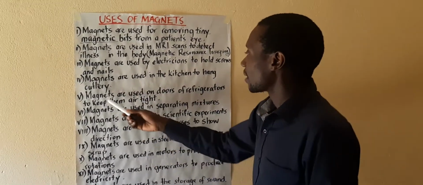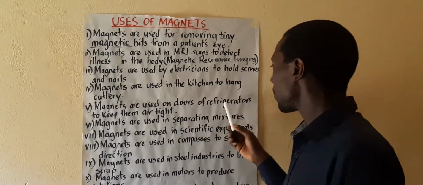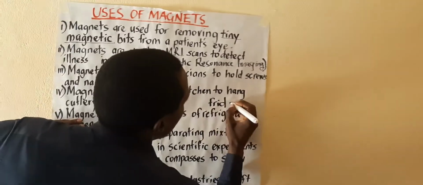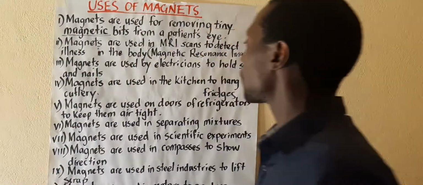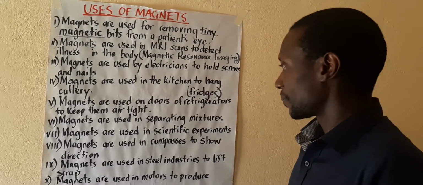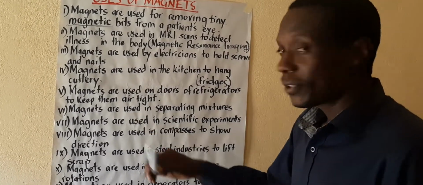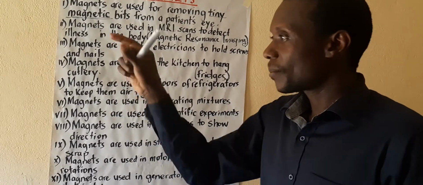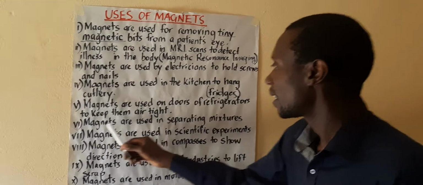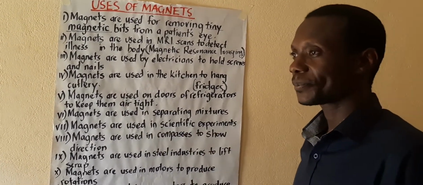Then, importance number 5, magnets are used on doors of refrigerators. Some people prefer to say fridges. They are used on doors of fridges to keep them airtight. You can go and test that on your refrigerator. Along the edges of the door, there is some magnet that was fixed there to make sure that the fridge is airtight.